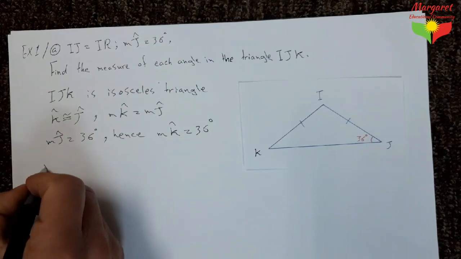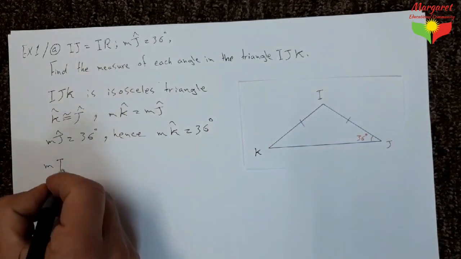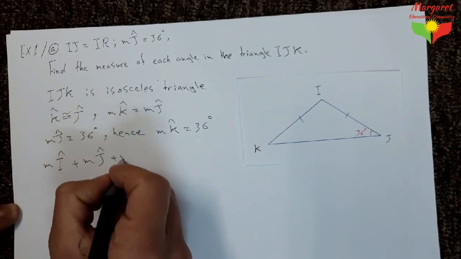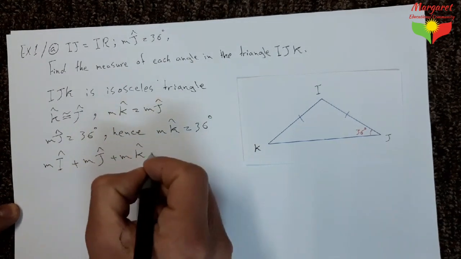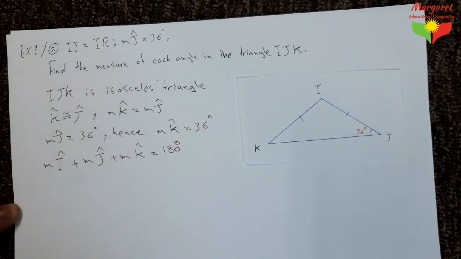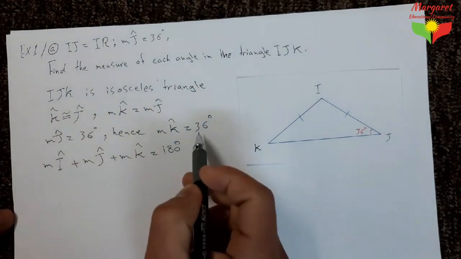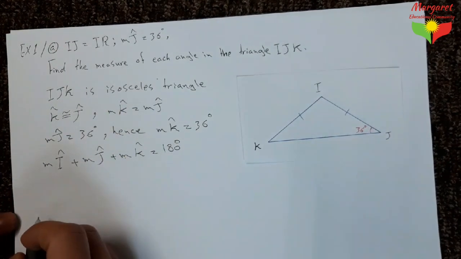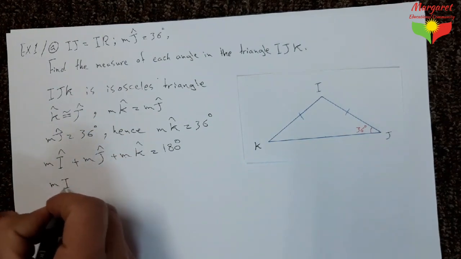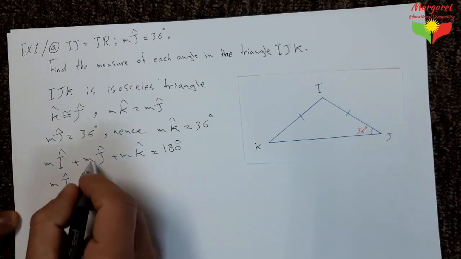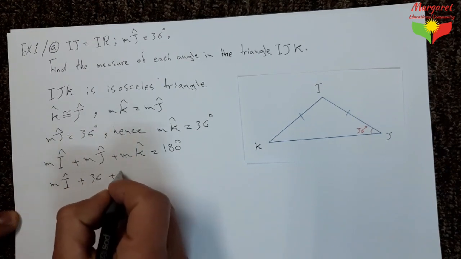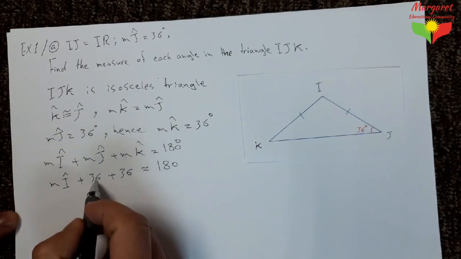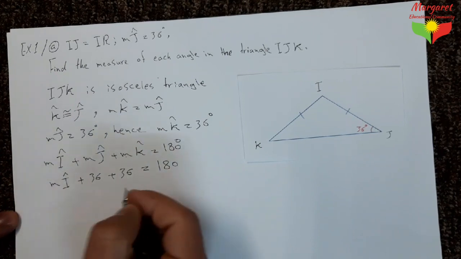So measure of angle I plus measure of angle J plus measure of angle K equal to 180 degrees. Substitute 36 for measure of angle J and measure of angle K. We have measure of angle I plus 36 plus 36 equal to 180. 36 plus 36 equal to 72.